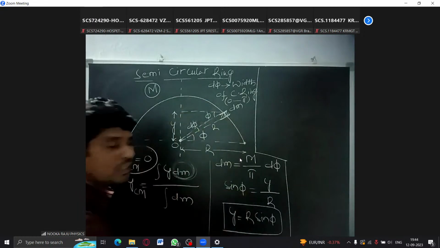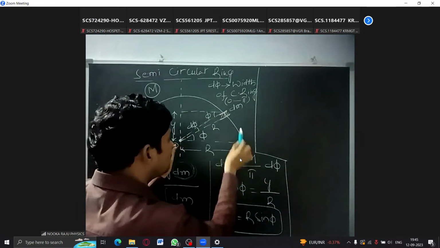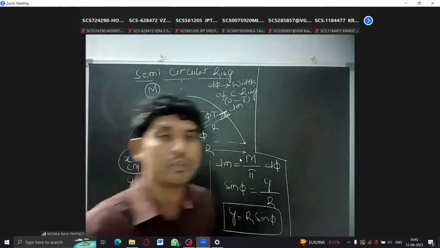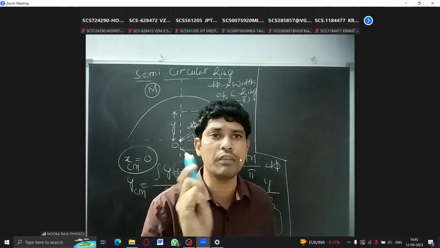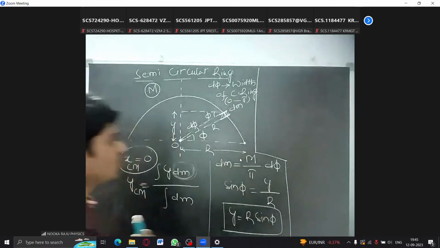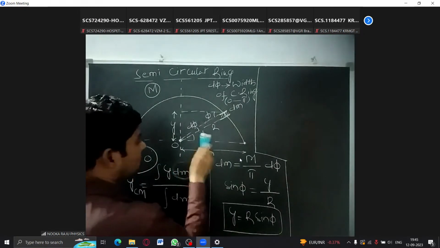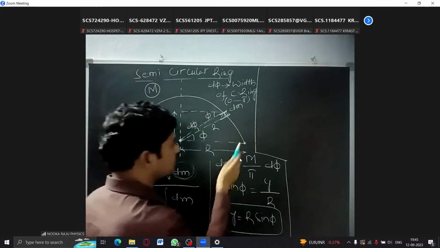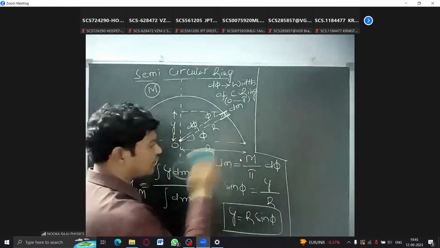If you move the particle position, automatically the angle must also change from 0 to 180. This is a very, very important point. Here d phi varies from 0 to pi. So based on that point, I want to calculate the dm value.